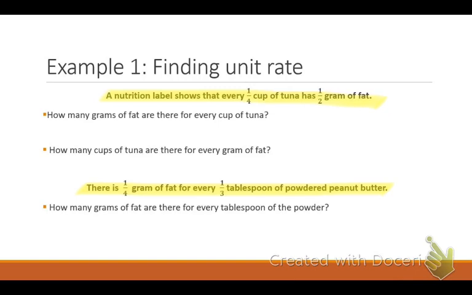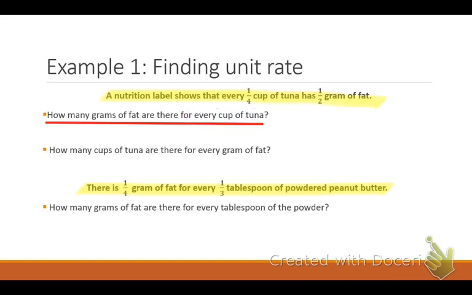A nutrition label shows that for every quarter cup of tuna, it has 1/2 gram of fat. All right, so here's what I need to find. Here's my first question, and I do need you to write this down. How many grams of fat are there for every cup of tuna? So the order is important because they're saying how much fat. That might not be per 1 unit. This is what I'm wondering: for every cup of tuna. So that is for every 1 cup of tuna.